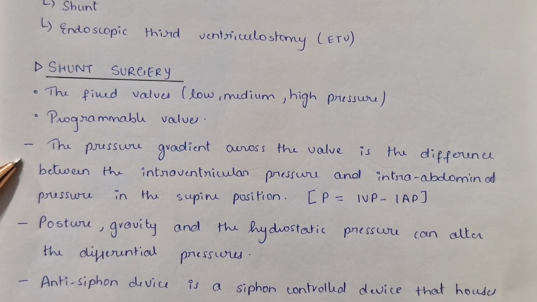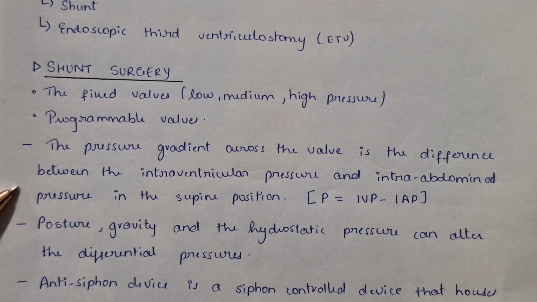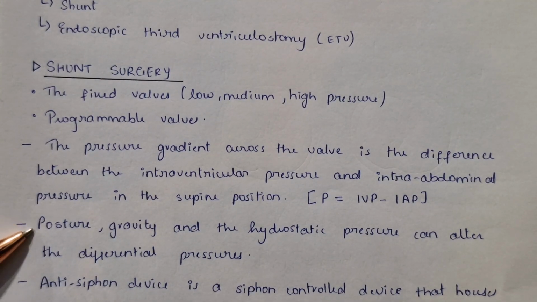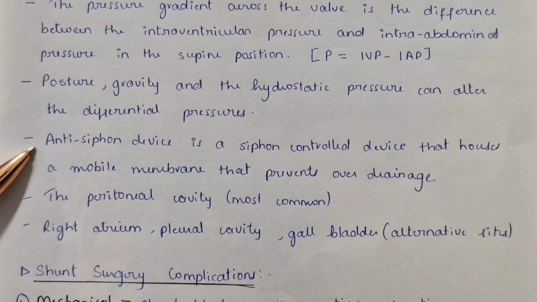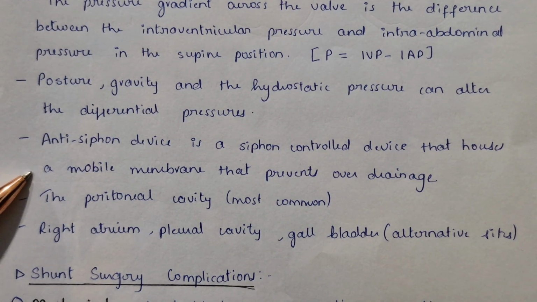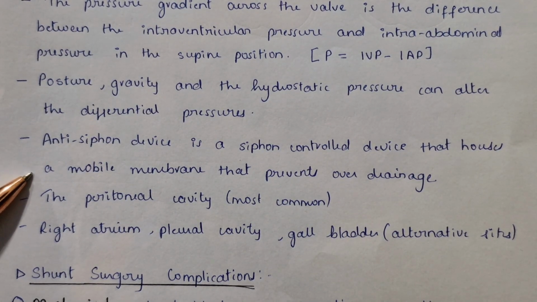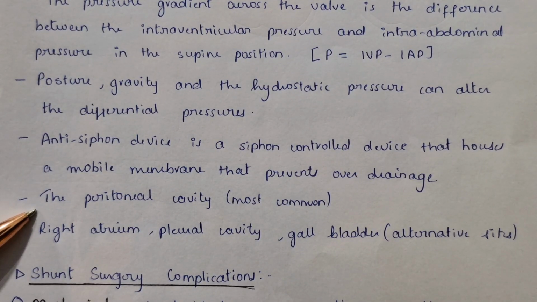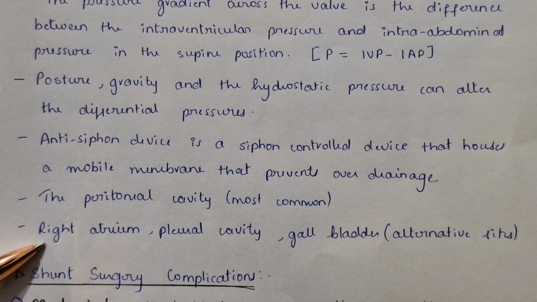The pressure gradient across the valve is the difference between the intraventricular pressure and the intra-abdominal pressure in the supine position. Posture, gravity, and the hydrostatic pressure can alter the differential pressures. Anti-siphon device is a siphon-controlled device that houses a mobile membrane that prevents over-drainage. The peritoneal cavity is the most common. The right atrium, the pleural cavity, and the gallbladder are alternative sites.